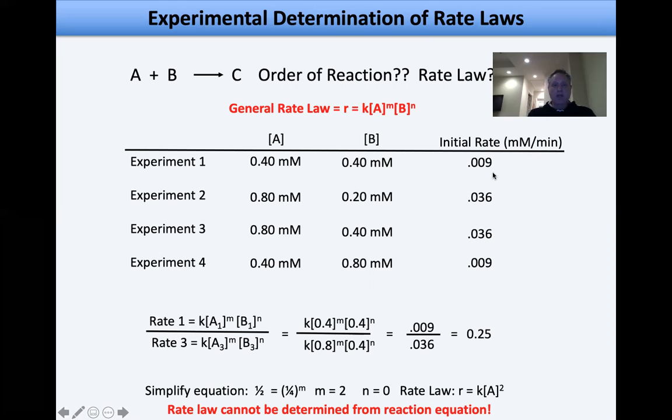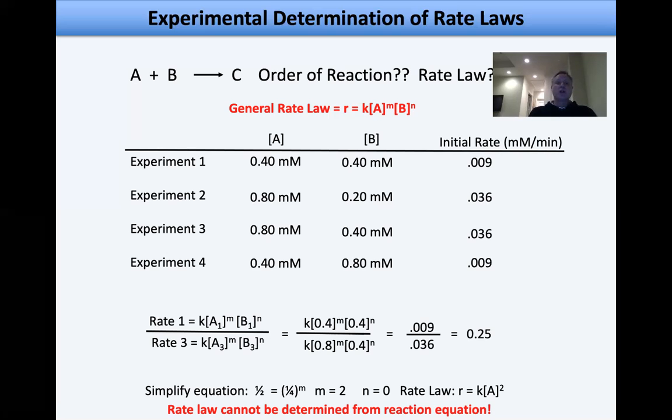And what we see happening is that when we double the amount of A, we actually go from 0.009 to 0.036. We quadruple the initial rate of the reaction. And so what you can see happening then is that this exponent of A is going to end up being 2, because we doubled it and we went up a factor of 4. So 2 squared is 4. Now, if you compare experiments 2 versus 3, when you have A constant at 0.8 and B goes from 0.2 to 0.4, the rate stays the same. So the reaction rate doesn't depend on the concentration of B.